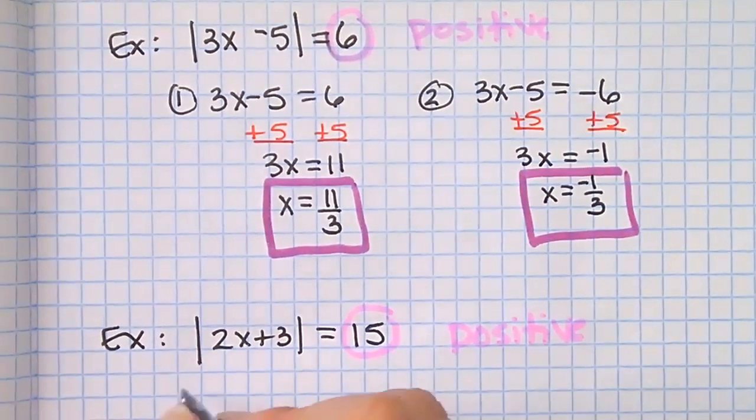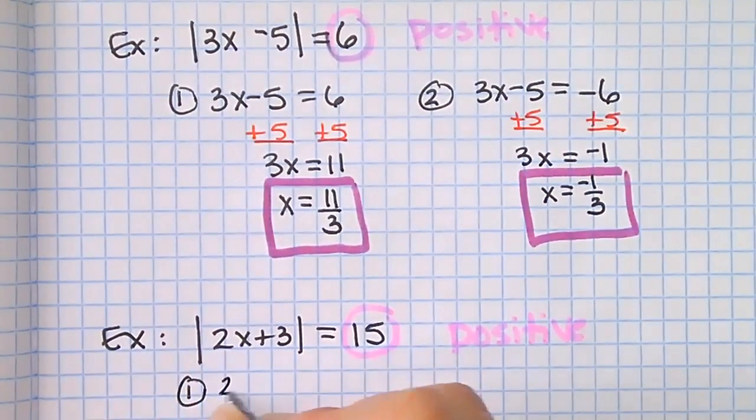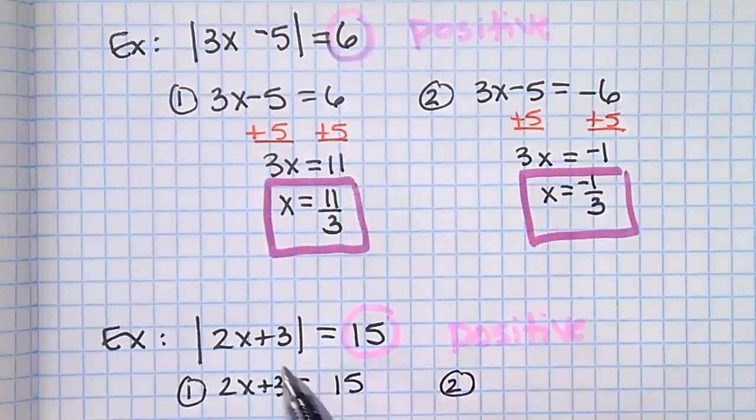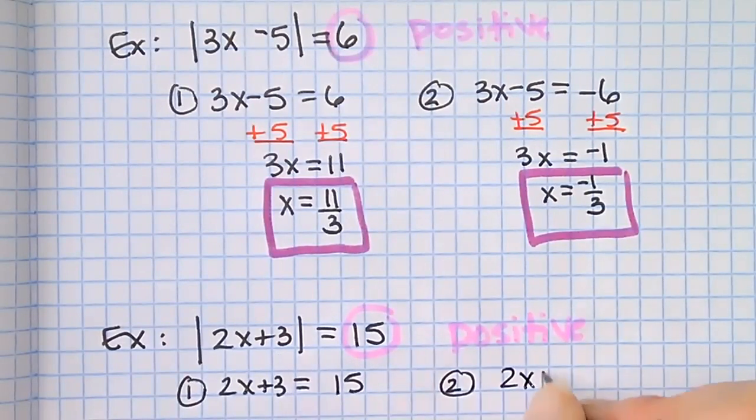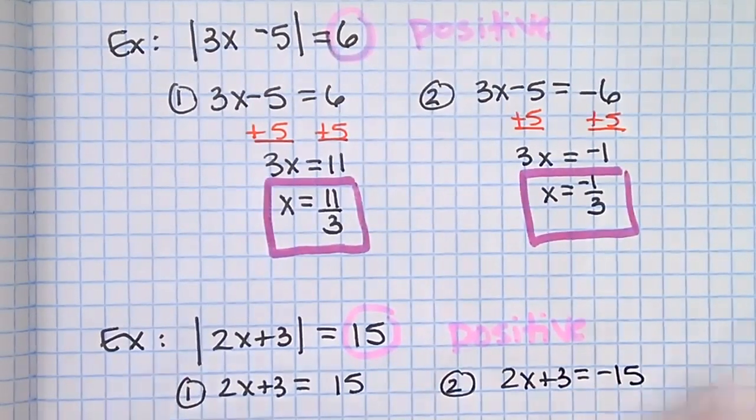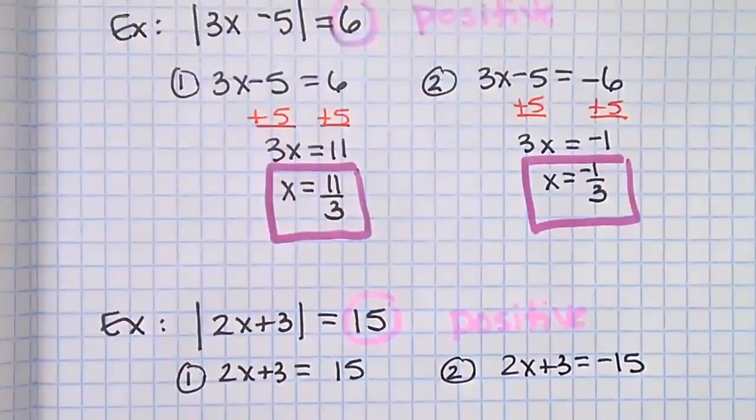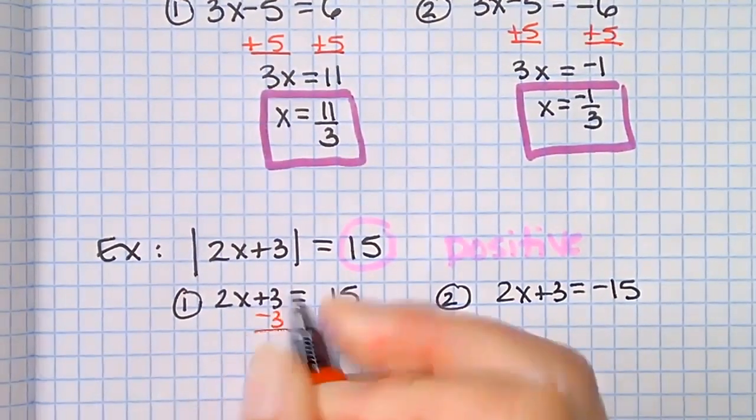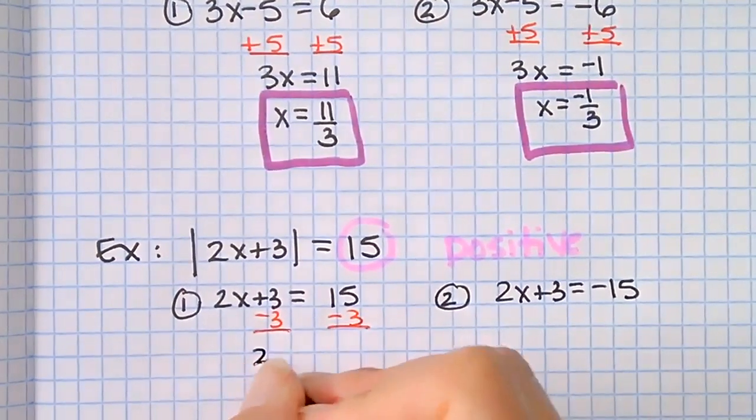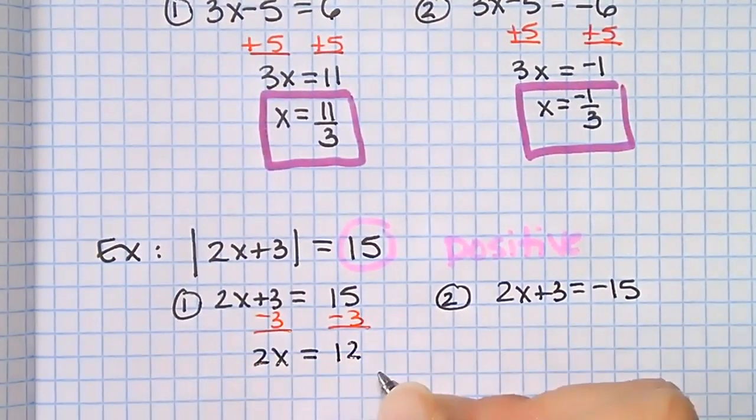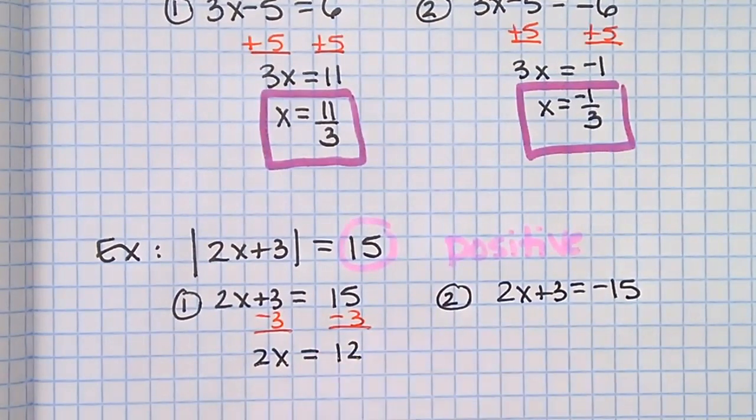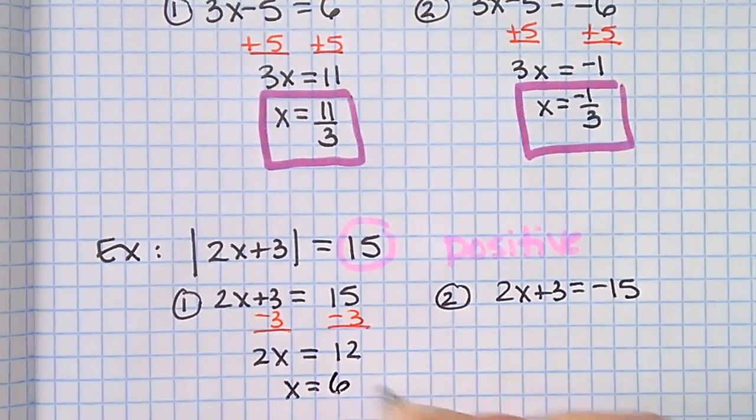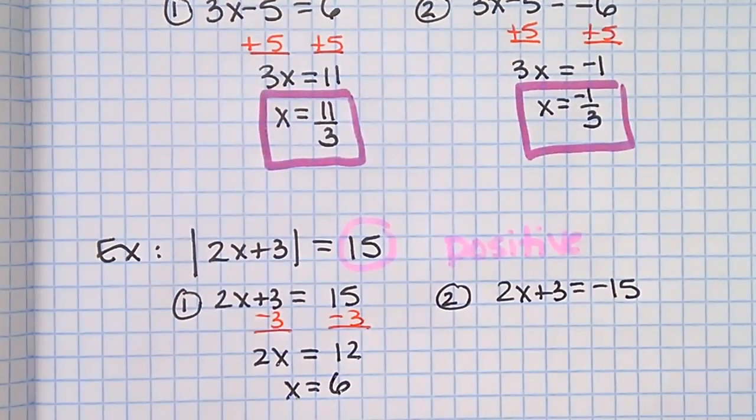So my first equation is going to be 2x plus 3 is equal to 15. My second equation, again, I'm going to take this 2x plus 3, and this time set it equal to a -15. And I'm going to solve this. So I'm going to subtract 3, subtract 3. And when I do, I get 2x is equal to 12. I'm going to divide both sides by 2. When I divide by 2, I get x is equal to 6. And that's my answer, one answer.